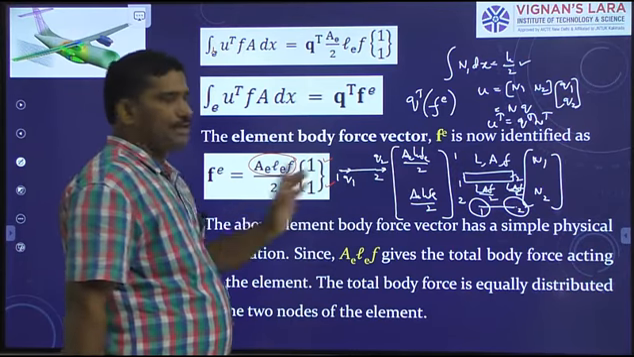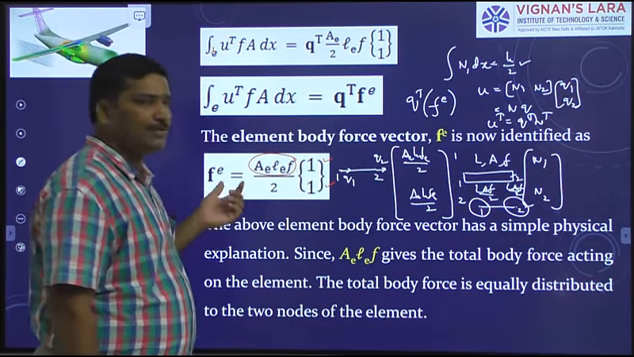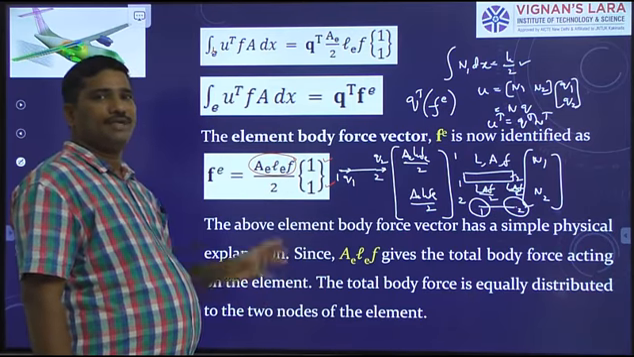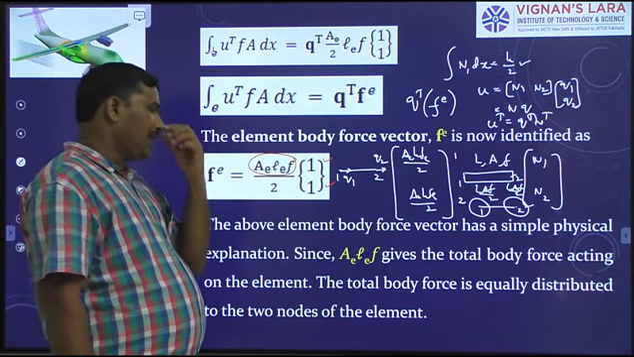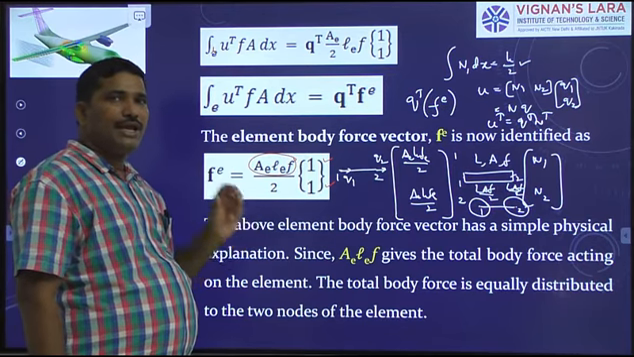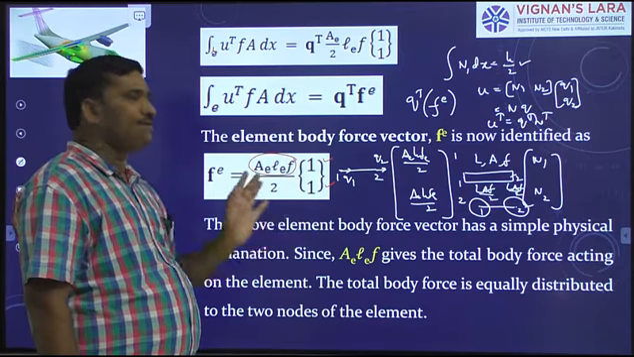So, very, very important. What is the expression for the element body force vector? It is a column matrix having the elements ALF by 2 and ALF by 2. It is a 2 by 1 matrix.